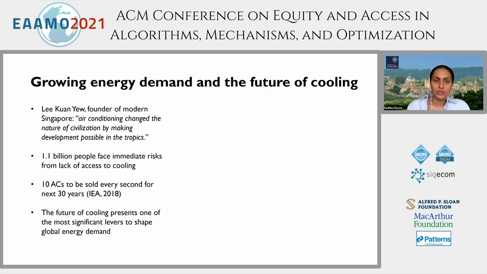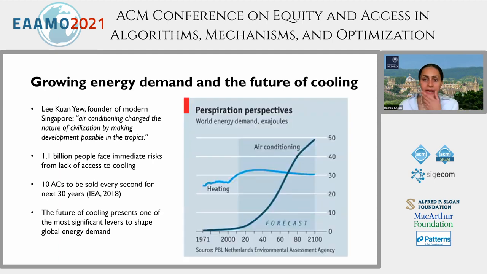It's famously said by Lee Kuan Yew about Singapore that air conditioning changed the nature of civilization by making development possible in the tropics. We're now at a place where 1.1 billion people face risks from lack of cooling, and as extreme heat events get more and more mainstream, the number of air conditioner increases is already projected to be very high. In fact, the IEA says that 10 new air conditioners every second will be sold for the next 30 years. So that's 10 ACs every second for the next 30 years. And so the future of cooling, in some sense, presents one of the most significant levers for us to shape global energy demand.